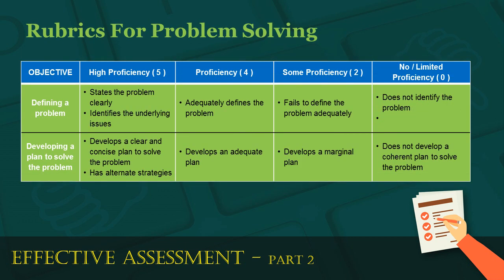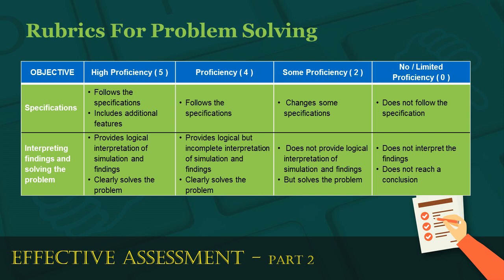Here we can see the rubrics for problem solving. The task descriptor is problem solving. The performance levels are high proficiency, proficiency, some proficiency and no or limited proficiency. The scale points are 5, 4, 2 and 0. The components are defining a problem, developing a plan to solve the problem, specifications, interpreting findings and solving the problem. And we can see the detailed performance level descriptors for each criterion.